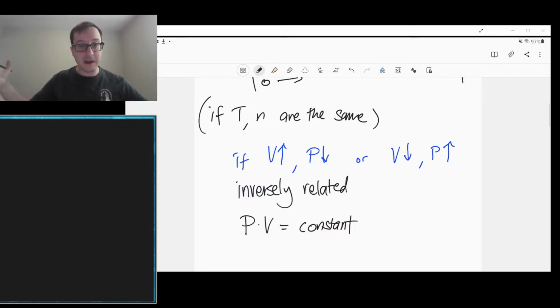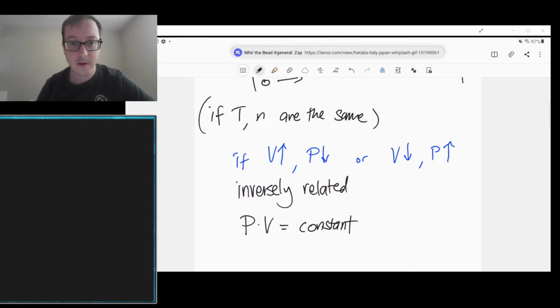So the bigger the pressure we make it, the smaller the volume is. And then vice versa. The bigger the volume, the smaller the pressure. So the product of the two is constant. These are inversely related to each other. All right, so hopefully that makes sense.